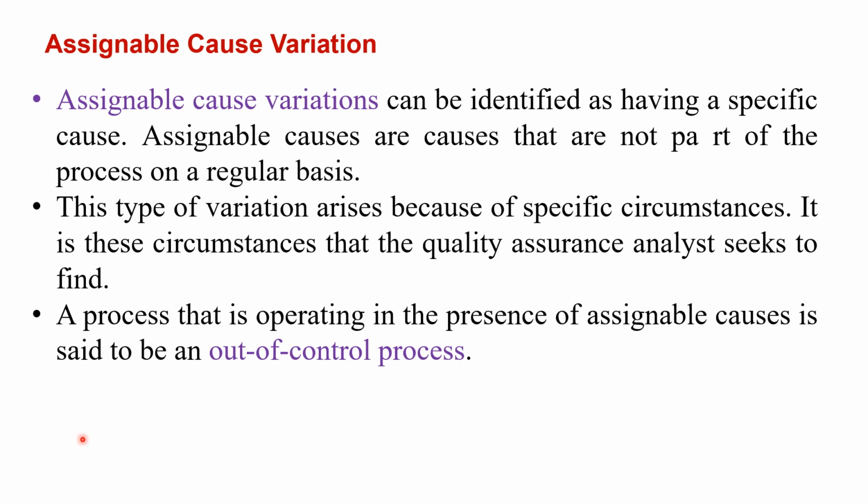A process that's operating in the presence of assignable causes is said to be an out of control process. And this is what we're trying to fix. We're trying to bring these processes into control such that there are only random variations in them, and we don't have assignable causes.